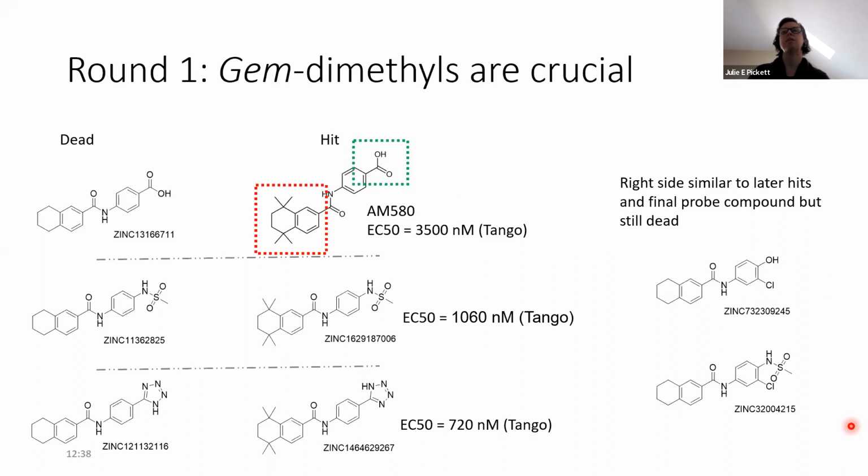So with AM580, we've got this carboxylic acid para to the amide, and that's about 3 micromolar in the Tango assay. As you go down this column here, this methyl sulfonamide, you get down to about 1 micromolar in the Tango assay, and further below that is this tetrazole, where we're at about 700 nanomolar in the Tango assay. So that's very exciting, moving in the right direction. Okay, round two.